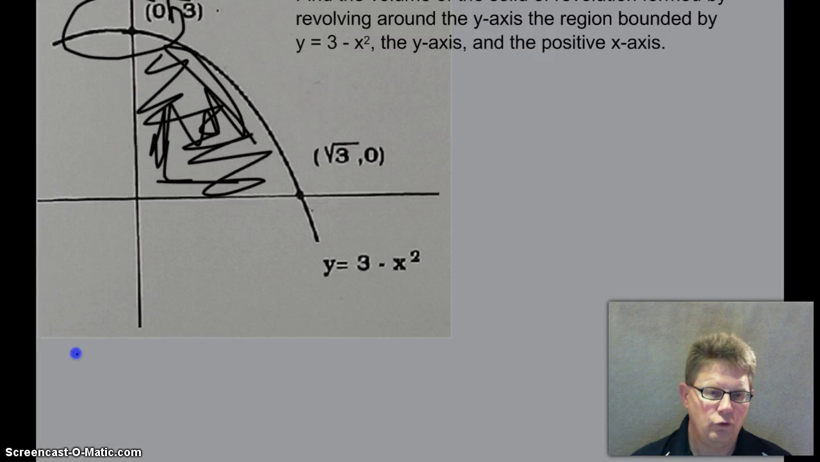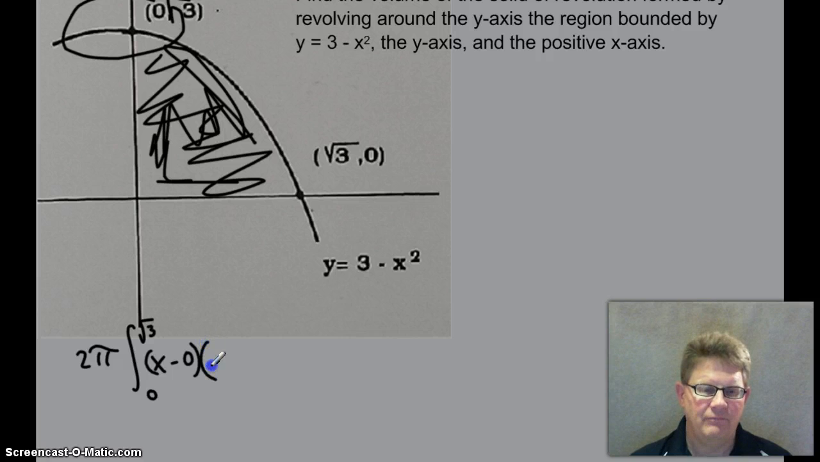Alright, so using the shell method, we are going to do 2 pi times the integral from left to right, 0 to the square root of 3, x minus the axis of revolution is x equals 0, so x minus 0. Okay, the top function is 3 minus x squared. The bottom function is y equals 0, all with respect to x.